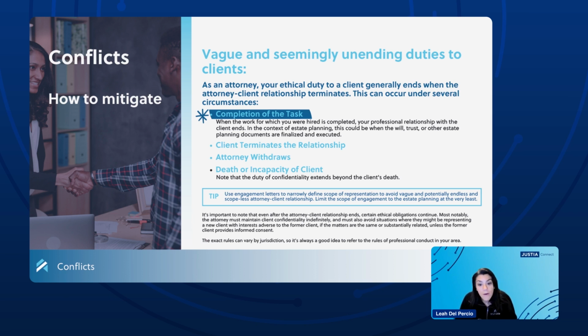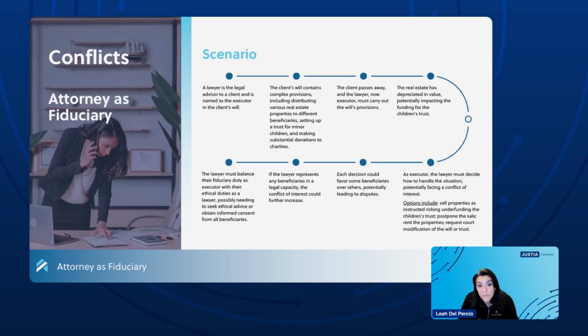One thing to note about death and incapacity of the client that I think is particularly important for where we sit in private practice is that the duty of confidentiality you have actually extends beyond their death. So it's important to just note that. You might even want to put that in the scope of your agreements and your estate planning engagements, because you can't just go and disclose things after the fact. Those ethical obligations do continue.